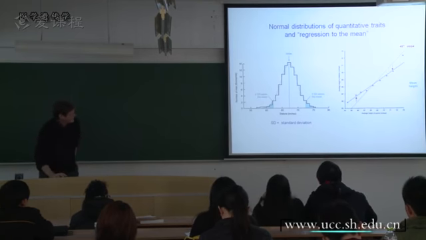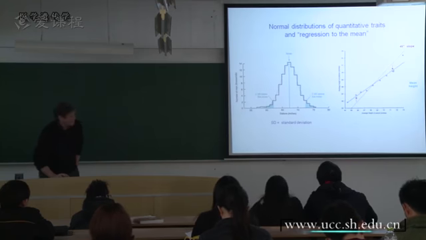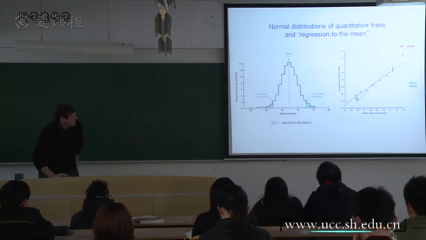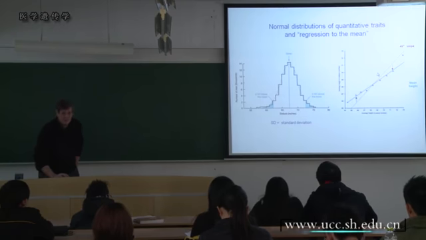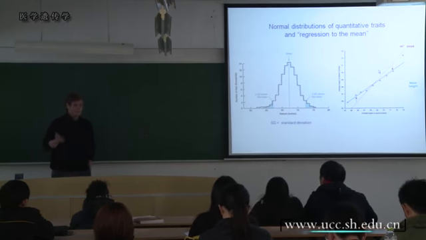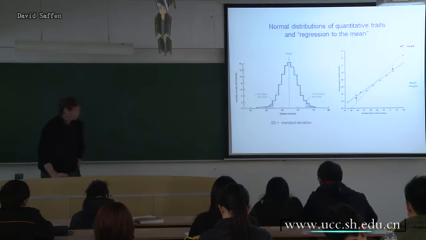But what you see is that what you actually get is a line that is not as steep as 45 degrees. So what that means is that tall parents tend to have shorter children than their average would predict, whereas shorter parents tend to have taller children than their average would predict. And this is the phenomenon that he discovered and called regression to the mean. And this is a phenomenon that is observed for many, many human traits.